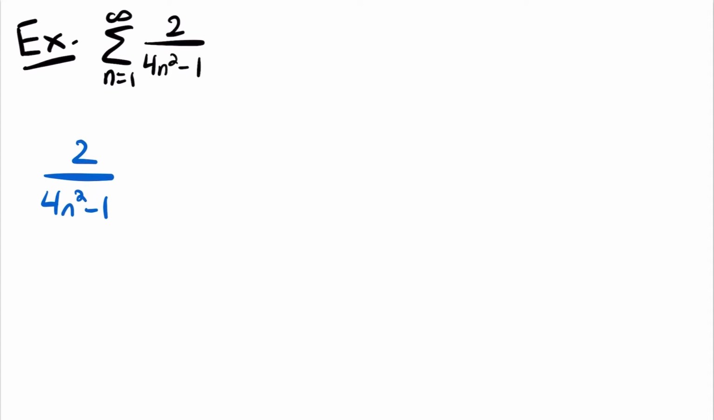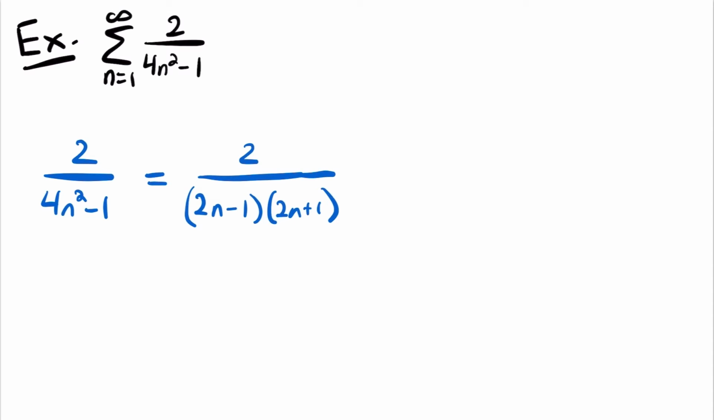4n squared is 2n squared, right? If you have 2n and you square it, that will be equal to 4 times n squared, because 2 squared is 4 and n squared is n squared. So we have 2n squared minus 1 squared, because 1 squared is 1. And so we can factor that difference of squares to be 2 divided by 2n minus 1 times 2n plus 1.